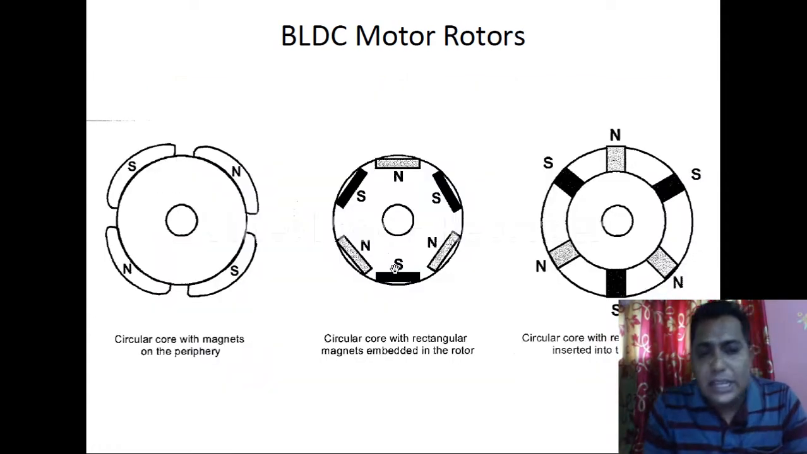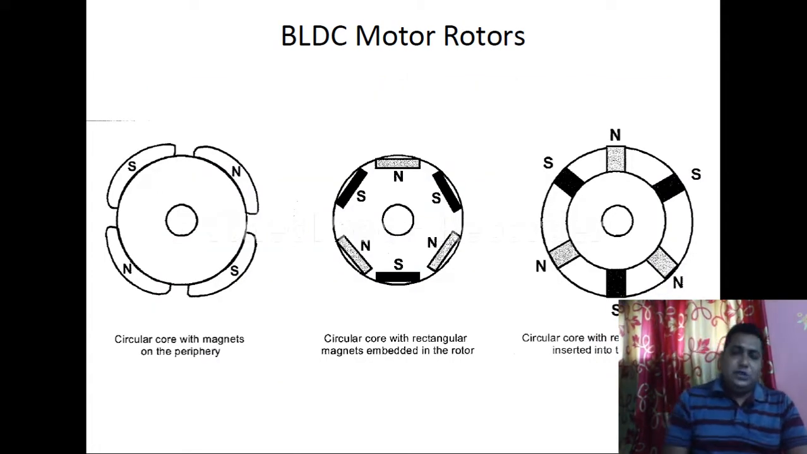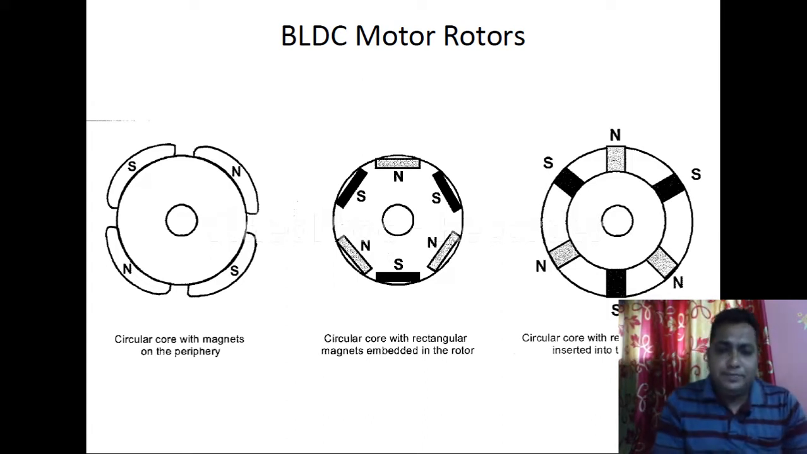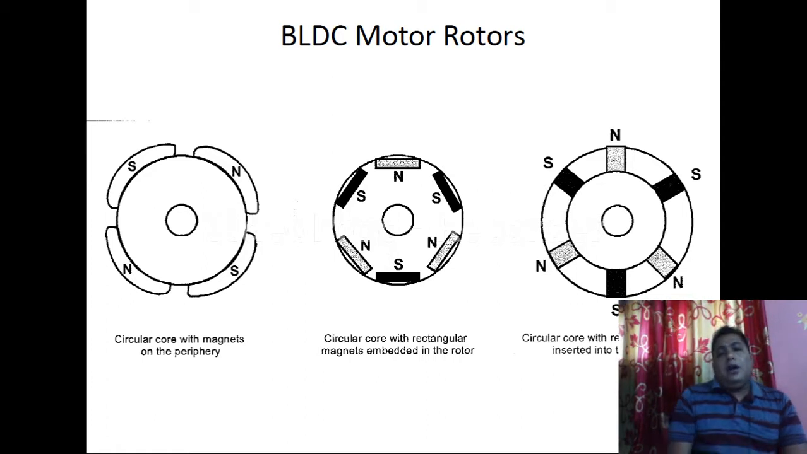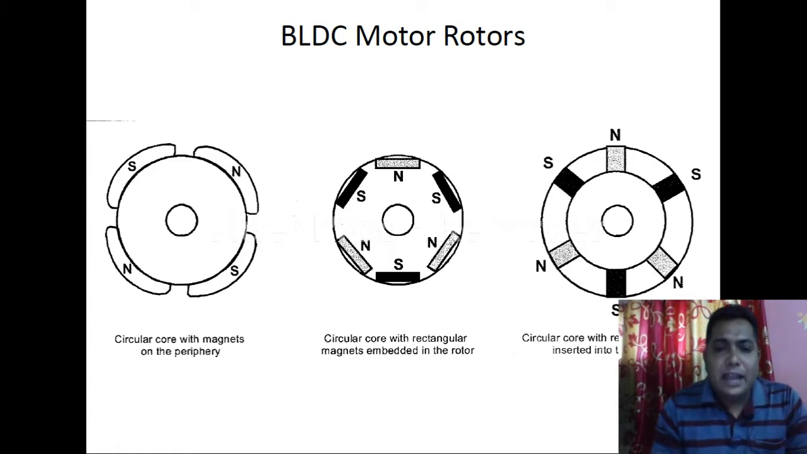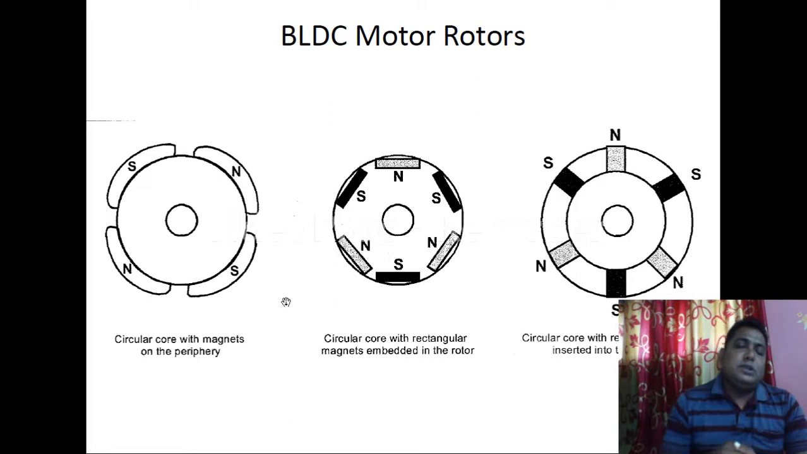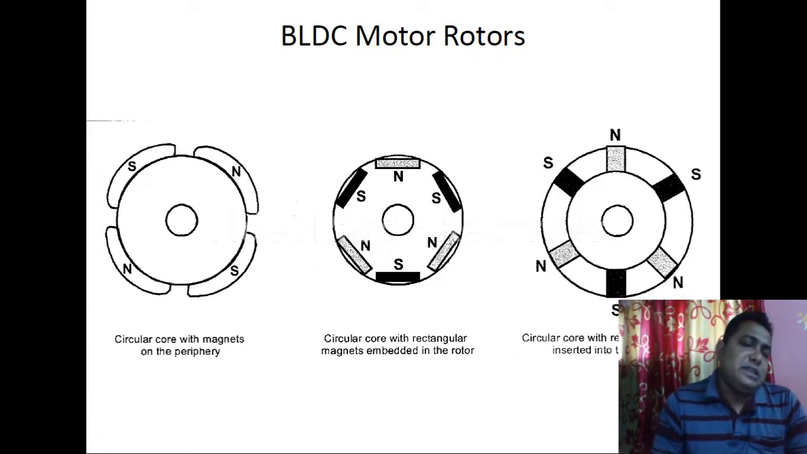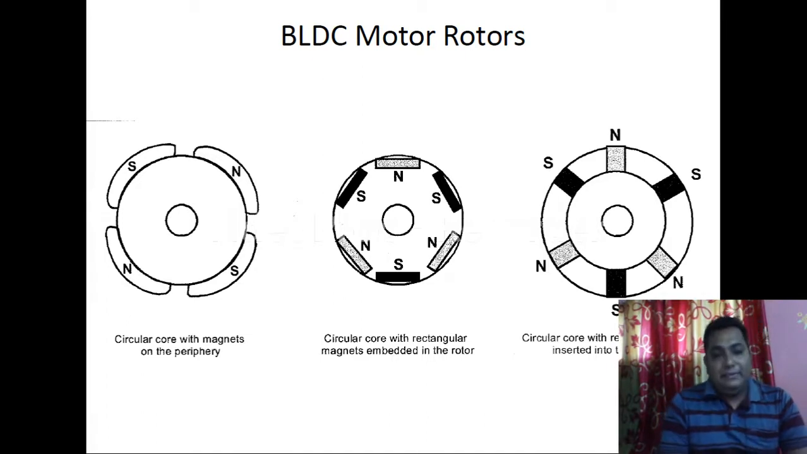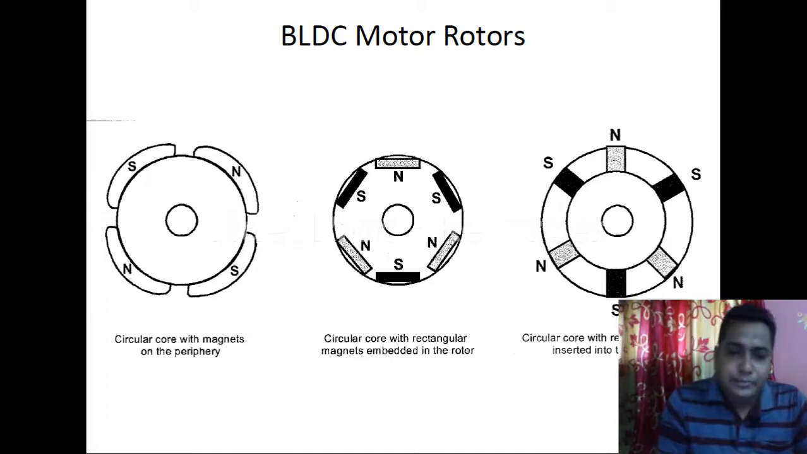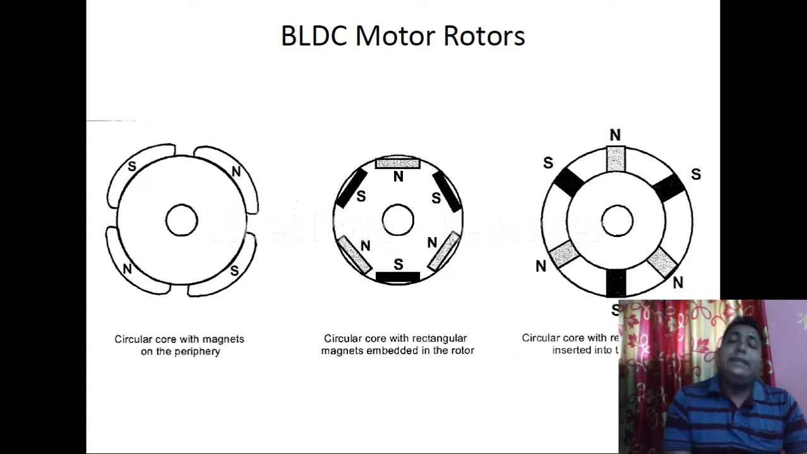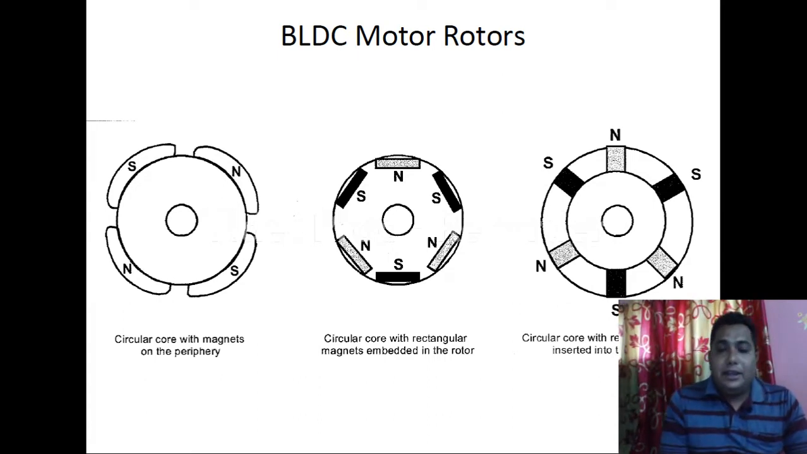Now we are going to see the rotor section. So different kinds of rotor are possible. What are the different kinds of rotor that are possible? Okay, let us see the names and diagrams one by one. There is a circular core with magnets on the periphery. The left hand side diagram is representing a circular core with magnets on the periphery. Now coming to the middle one, a circular core with rectangular magnets embedded in the rotor.